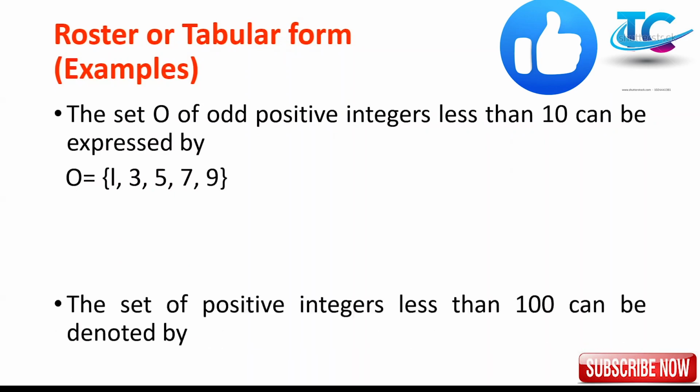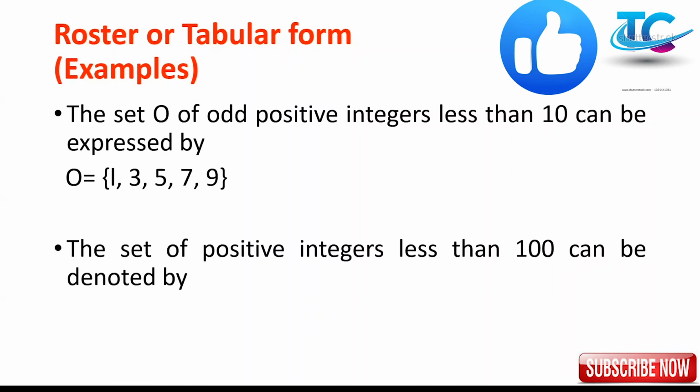Let's have one more example. The set of positive integers less than 100. It can be written like this. So this is all about roster form. Under curly braces, we have to write all the elements separated by commas.